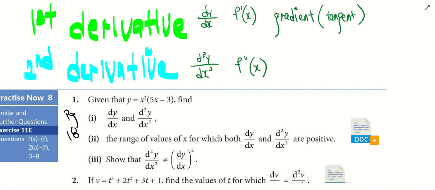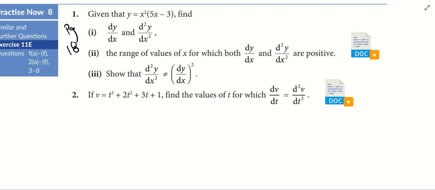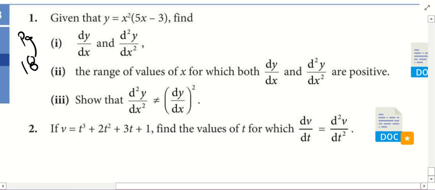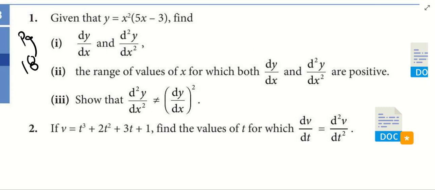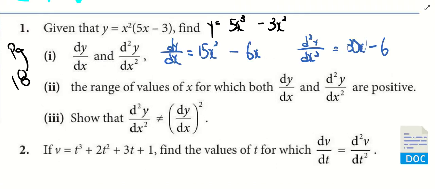Alright? Okay, before you do any differentiation, always make it a point to simplify the expression, which in this case I will expand. So after that, you can just do your normal simple differentiation. Apply your normal differentiation for your first and second derivative. Okay, then we need to take a look at part 2.